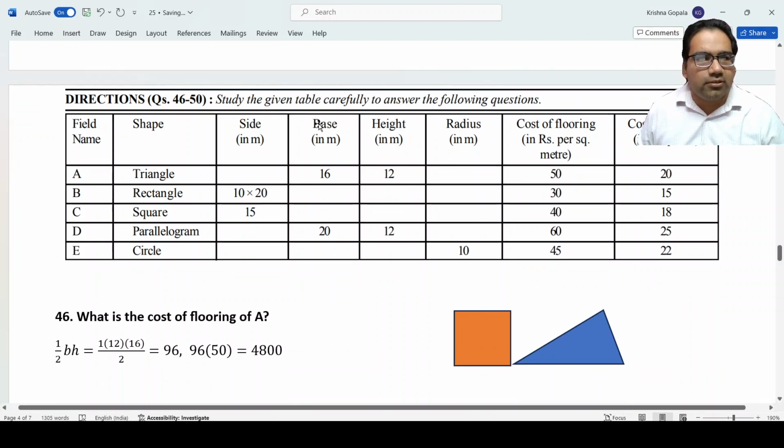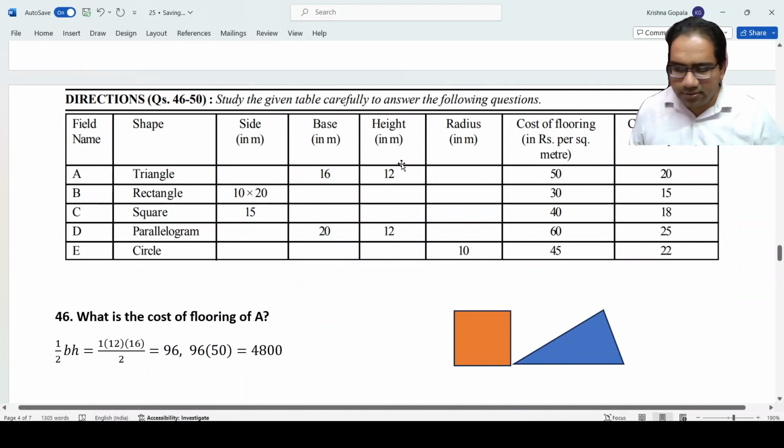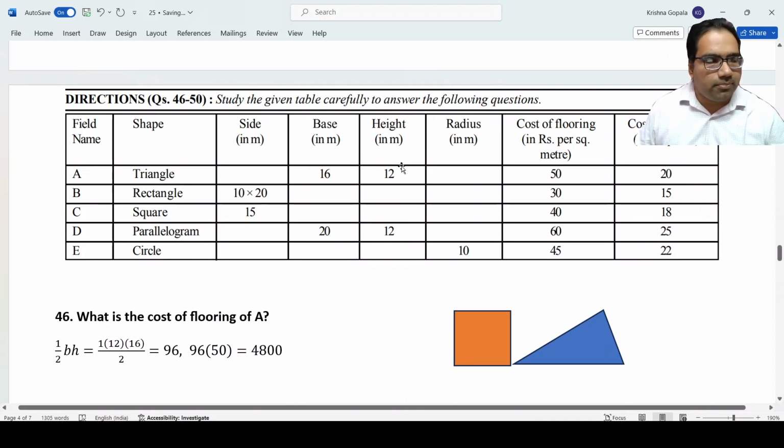We have reached the data interpretation stage. This section, question number 46 onwards, right? 46 to 50, these five questions are data interpretation. Let's look at this. Here, a table is given. Study the given table carefully to answer the following questions.